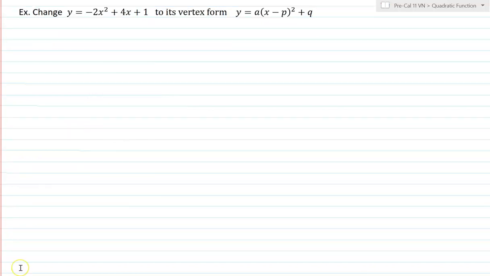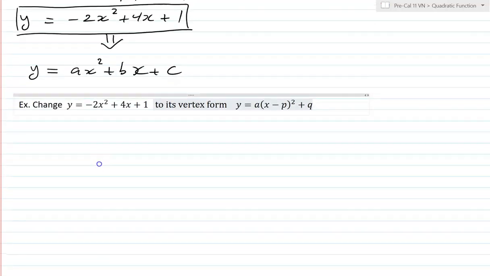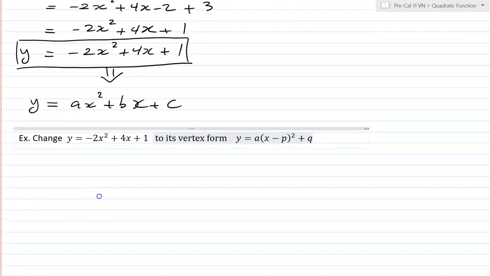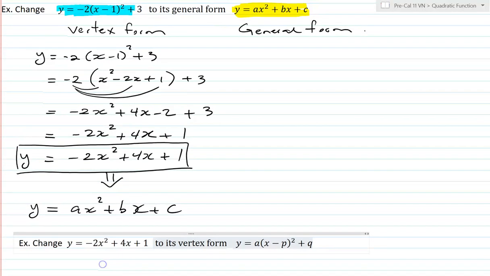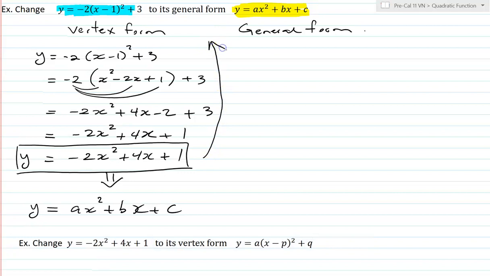All right, so now we have this general form of a quadratic function. We want to change that to its vertex form. Now you can look at it and say, oh, we just did this question. Maybe we did? Yes, we did. So we're going to go backwards. We're now going to go from the bottom to the top. Excellent.